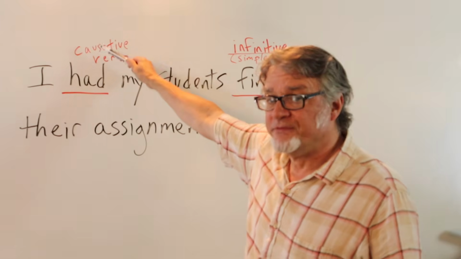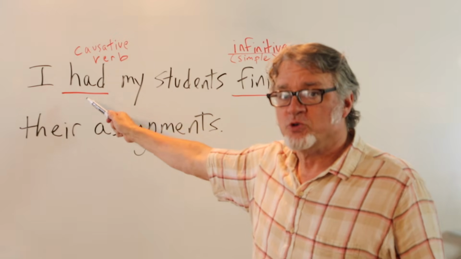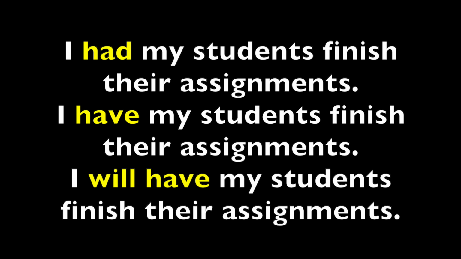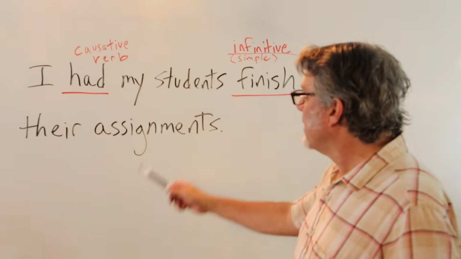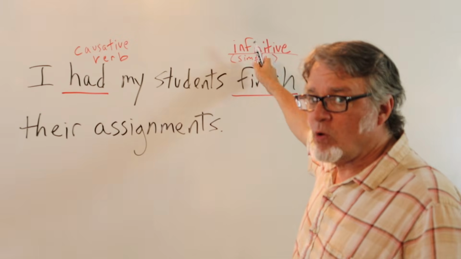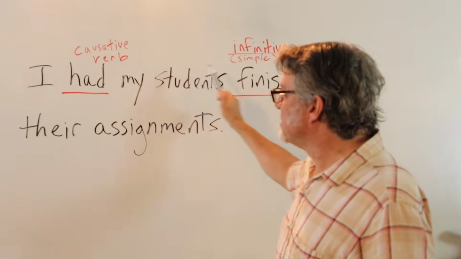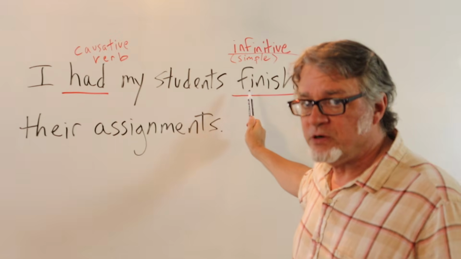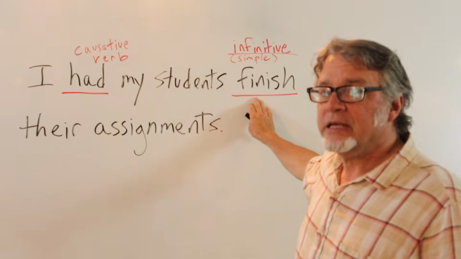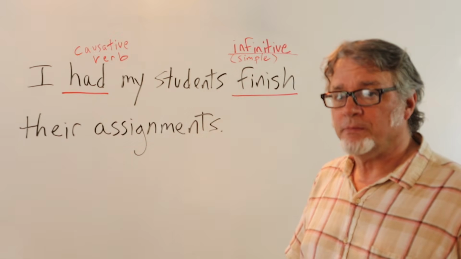This can be in any verb tense. Here it's in the past tense, but it could be in the present tense or the future or in the perfect tenses. And this verb that comes after it is in the simple form, or it's an infinitive. You always use two verbs together when you're using causative verbs. The first verb is the causative verb. The second verb is in the infinitive form, or you can say it's in the simple form.